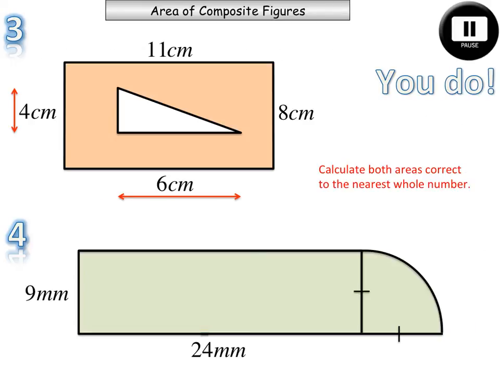Alright, pause the video and then calculate the areas of those two shapes, and then I'll put the answer up there quite shortly. Okay, so the area of the orangish part here, the shaded area, is 76 square centimeters, and the bottom one has an area of 280 square millimeters.